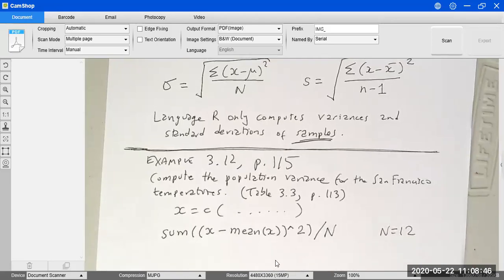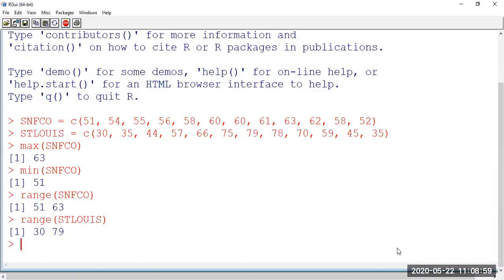So let's use R to finish this problem. We already have x, which is San Francisco. Let's do that now. We're going to get the sum, and remember double parentheses. I'm putting an extra space for you to see that first we compute the differences. So what are the differences? Any value of the temperature in San Francisco minus the mean of those values.